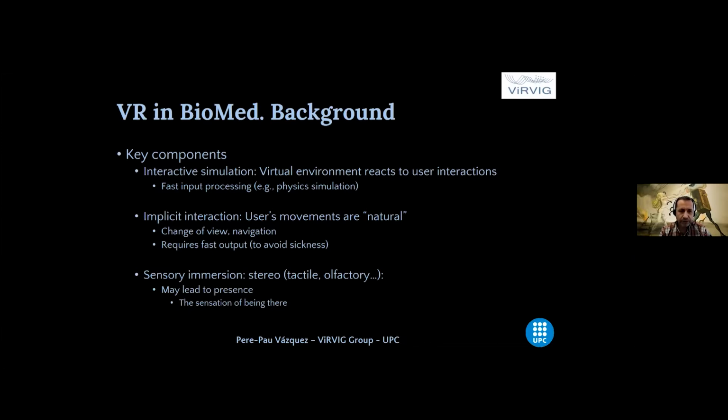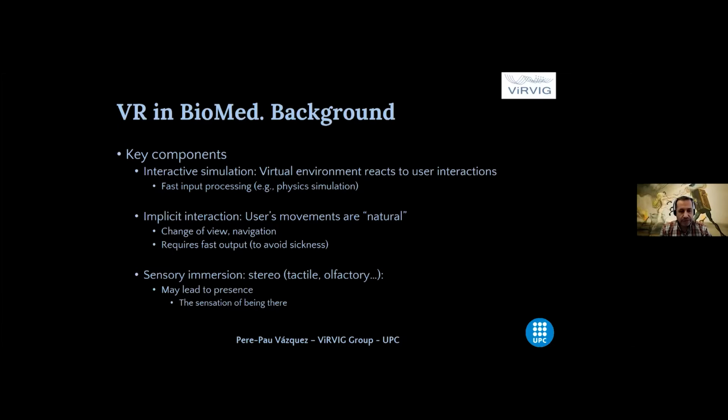A second important thing is the implicit interaction. If we are substituting the real world with a virtual one, we want the user to be able to interact with the virtual world as close as possible to how he or she would do with the real one. So he or she should be able to change point of view and, of course, as much as possible interact with the virtual world.